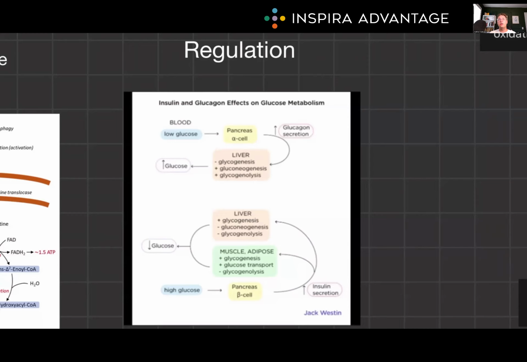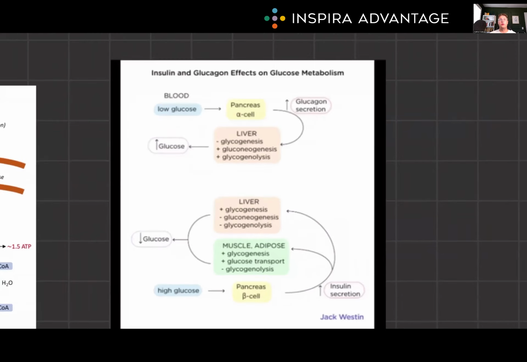glycogen breakdown and gluconeogenesis. In a quick review, insulin is secreted in the pancreas's beta cells in response to high blood glucose levels, and it facilitates the uptake of glucose by cells and stimulates the storage of glucose as glycogen in the liver and muscle.